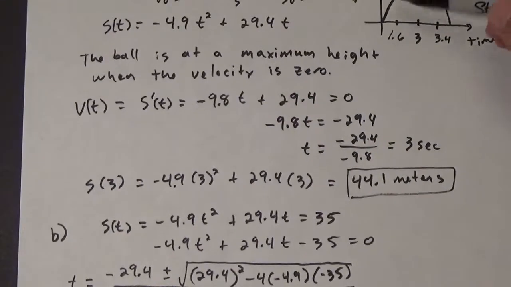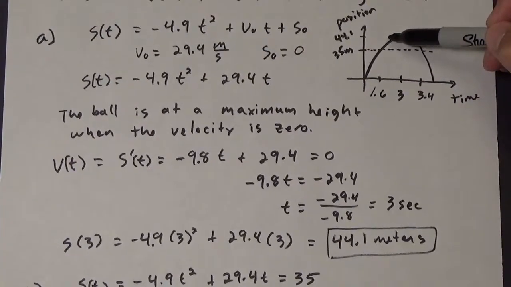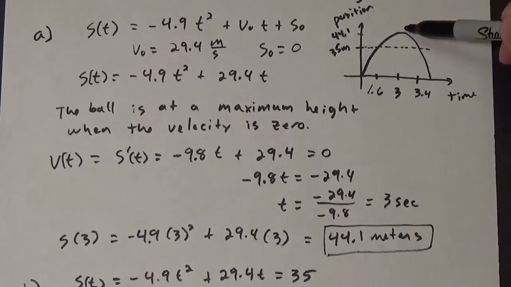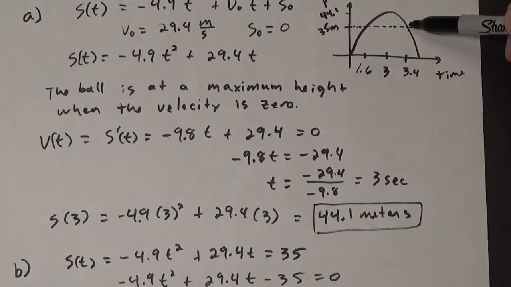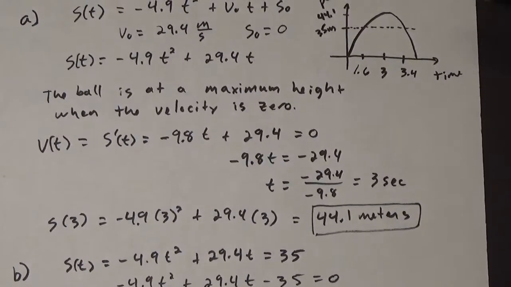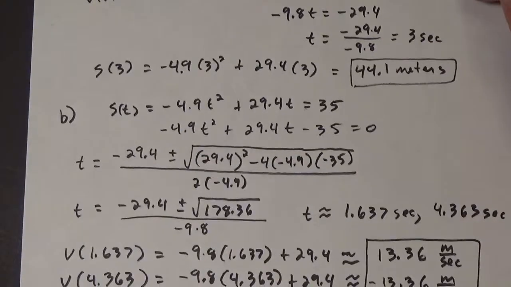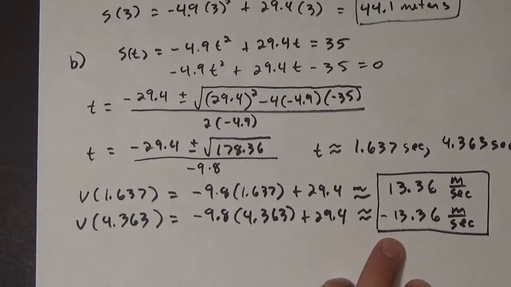And in this case it makes sense, the ball comes up, and when it gets to 35 meters it's going positive 13.36 meters per second because it's going up, and then it reaches its max height. Then it starts going negative velocity, and so when we get to 35 meters again, it's going negative 13.36 meters per second. And now remember, velocity has direction, so there is a positive velocity and a negative velocity.